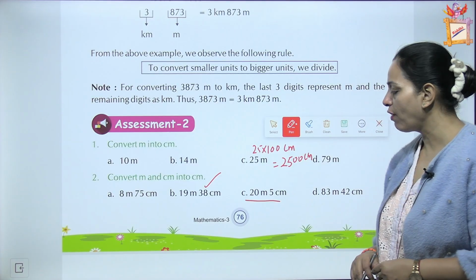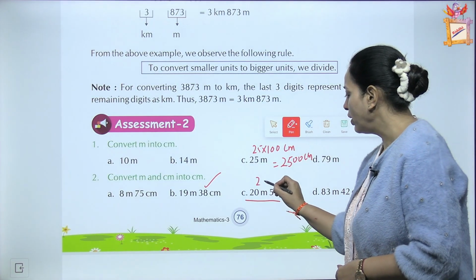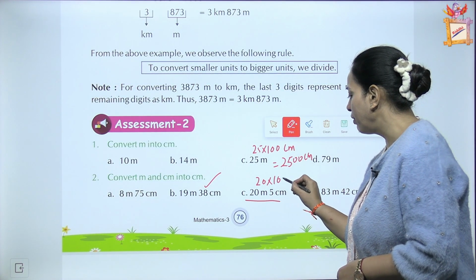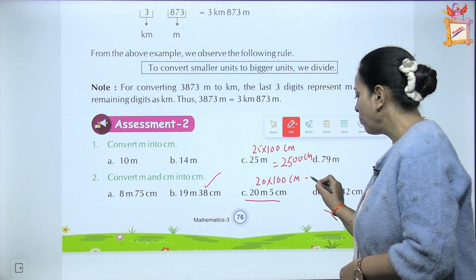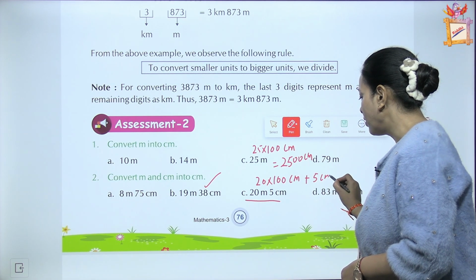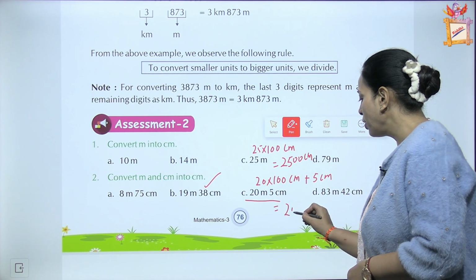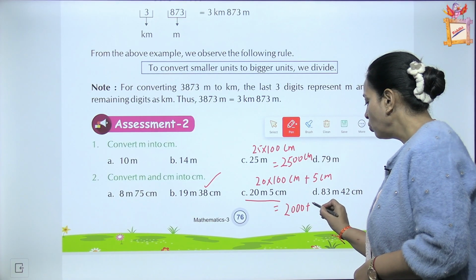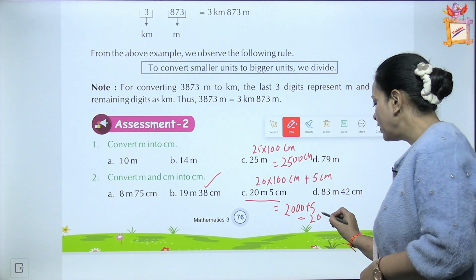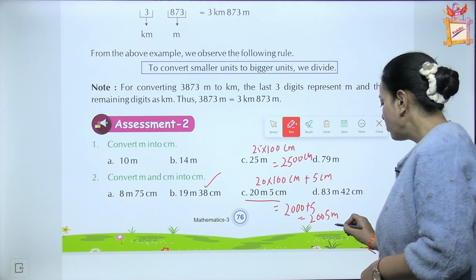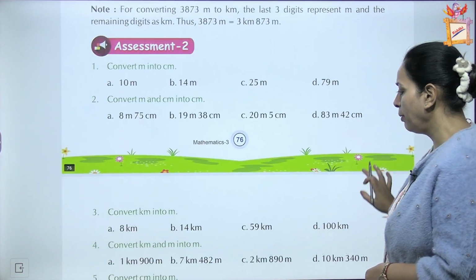Like 20 meter 5 centimeter. So 20 multiply by 100 centimeter plus 5 centimeter. So this is 2000 plus 5, 2005 centimeter. Similarly, we can try remaining parts.